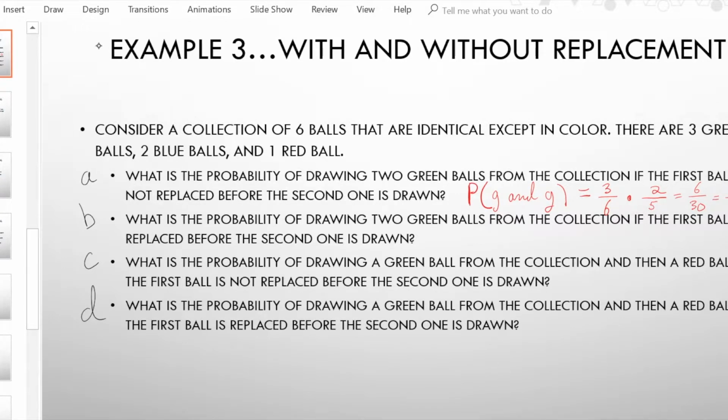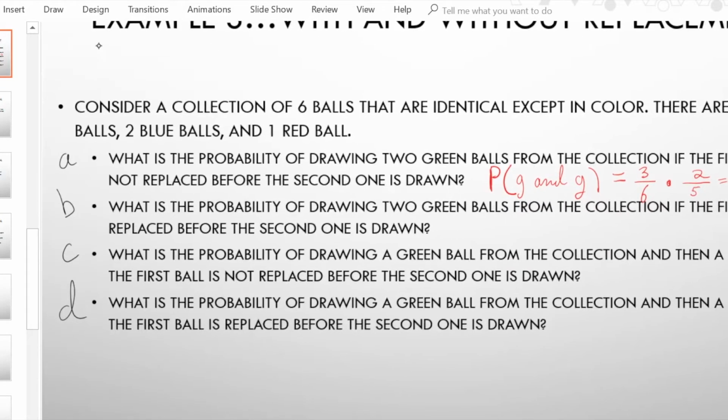What is the probability of drawing 2 green balls from the collection if the first ball is replaced before the second one is drawn? So here we're looking at the probability of green and green again. But here it says is replaced. So when I draw that first ball, is there going to be any change from our 3 out of 6? No, right? Still talking about green. So it's still 3 out of 6. When we draw the second one here, we've put it back in. So now we've kind of reset things back to where they need to be.